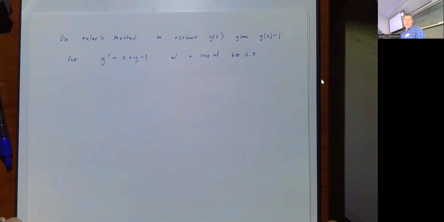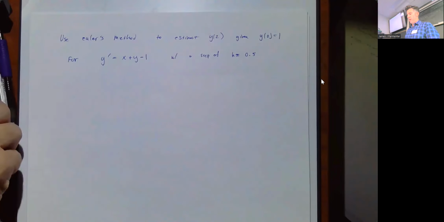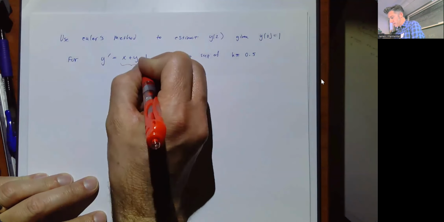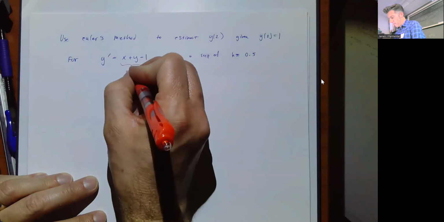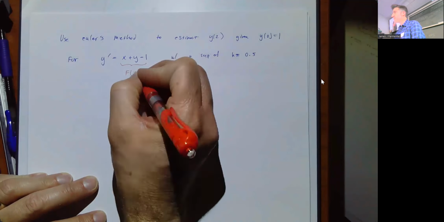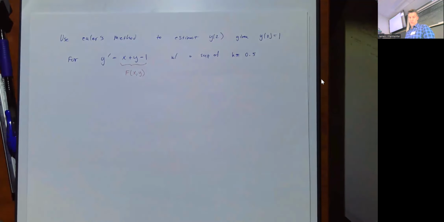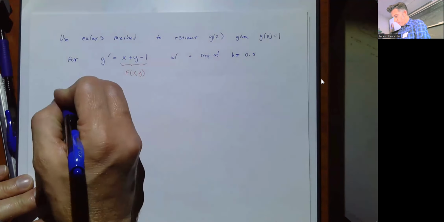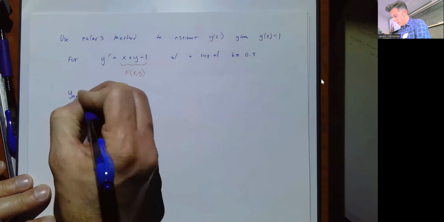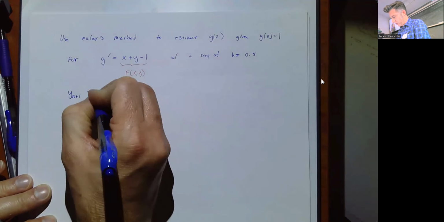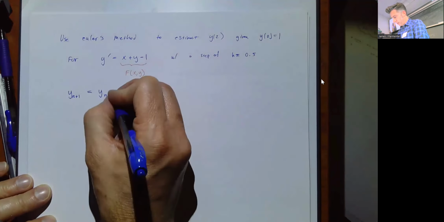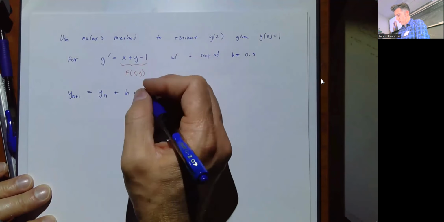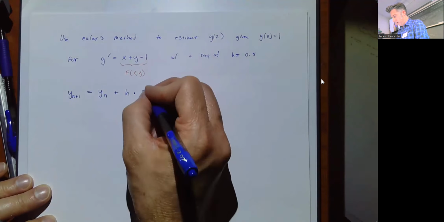All right, so it's probably worth memorizing this formula, even though I don't like it. I'm going to call this my f of x comma y. And Euler's formula is written in the following way. The next y value is equal to the previous y value plus your step times your derivative at your previous x and y value.